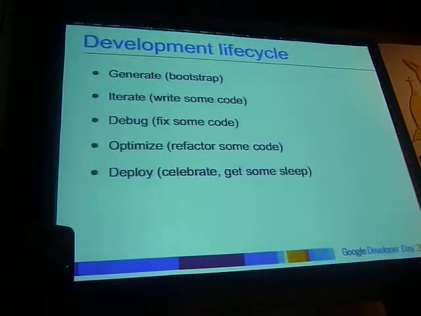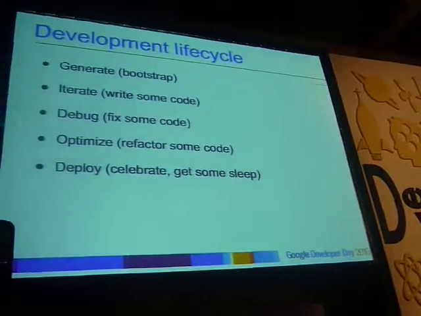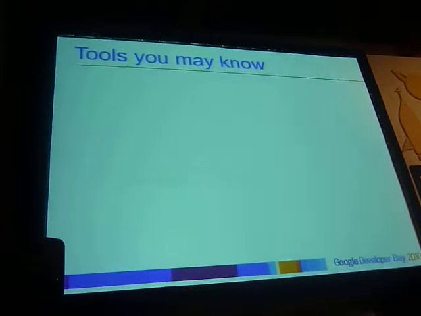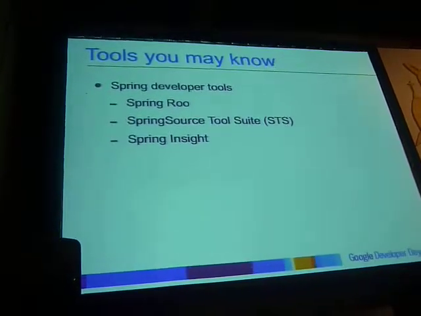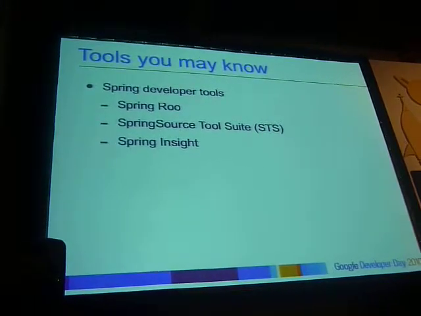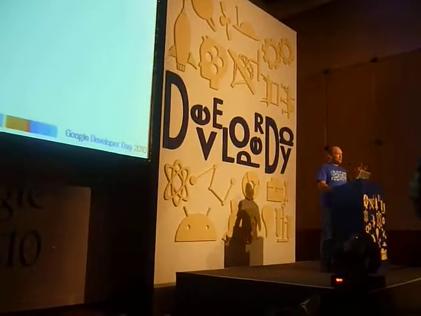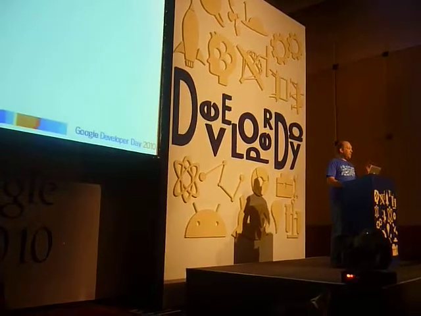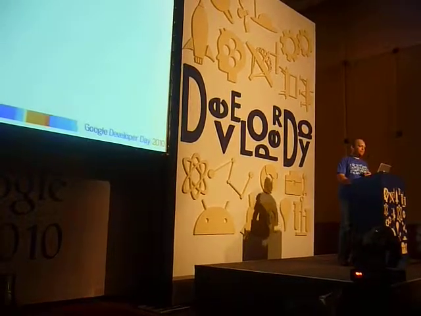For building the app that I just showed, how do we create a set of developer tools that make this seamless? So we look at the tools you may know. Spring Developer Tools, I've covered most of these. Spring Roo generates code. SpringSource Tools is your IDE. Spring Insight is a performance metric gathering tool that allows you to identify sluggishness in your application. We'll talk about that more in a second.